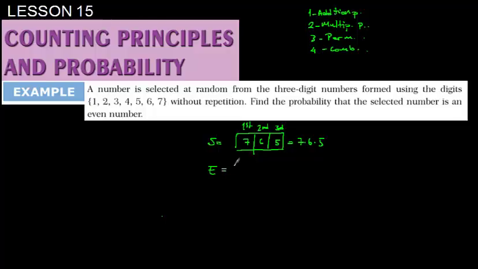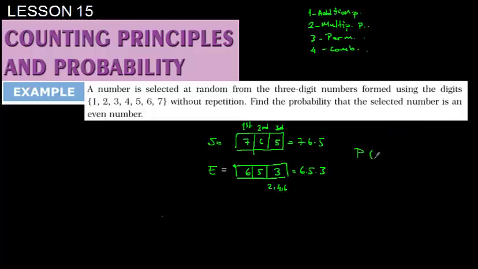What about the event? In the event part, we are looking for the even numbers. So, for the even numbers, the 3-digit number should end with the number 2, 4, or 6. That's why here I can write only 3 different numbers. So, 3 possible cases there are. And without repetition, I should start from the end. Then when you use one number, you have 6 different numbers, then 5 different numbers. So the answer is going to be 6 times 5 times 3.